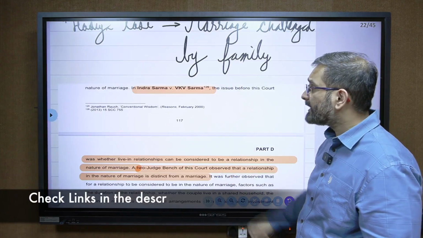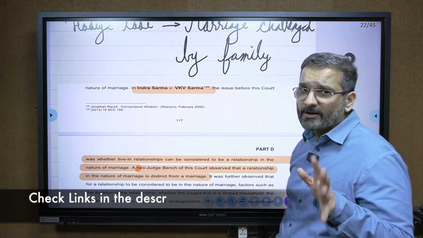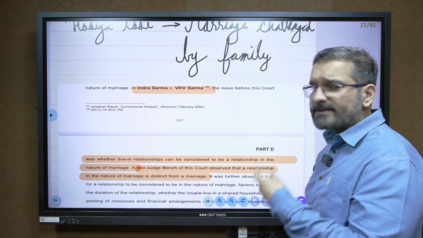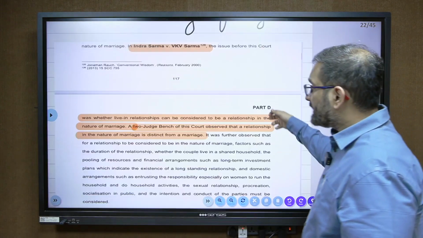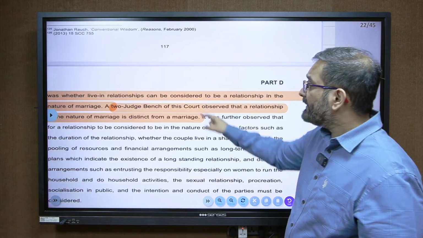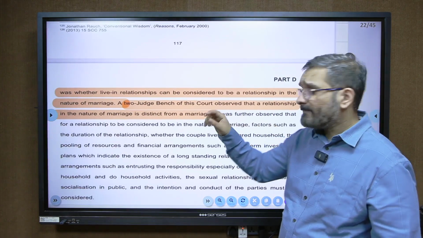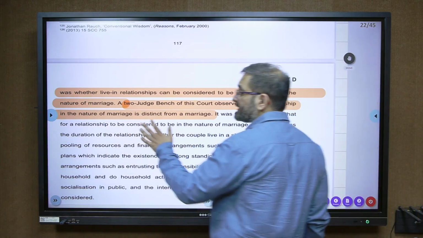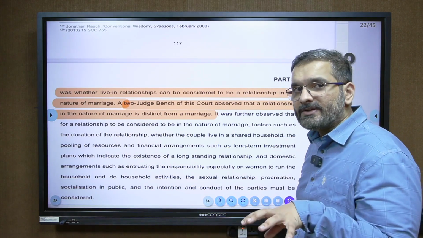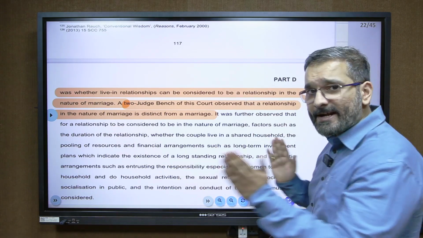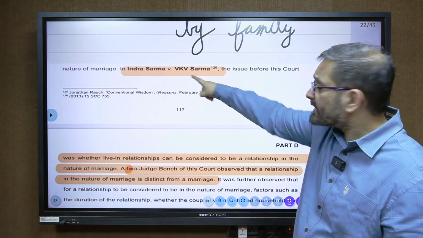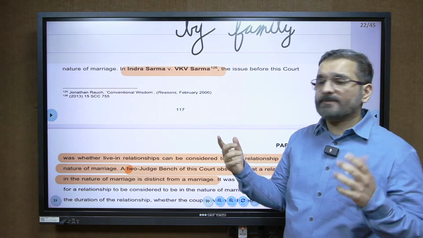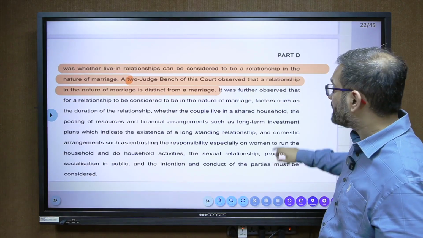Then you go to Indra Sharma versus V.K.V. Sharma. Write this down because CLAT PG tends to extract all the MCQs from such details in any judgment. The issue was whether live-in relationships can be considered a relationship in the nature of marriage. A two-judge bench of this court observed that a relationship in the nature of marriage is distinct from a marriage. So, live-in relationships are not exactly marriages. This was held in Indra Sharma versus V.K.V. Sharma. Which of the following case laws relate to live-in relationships? This is Indra Sharma versus V.K.V. Sharma.